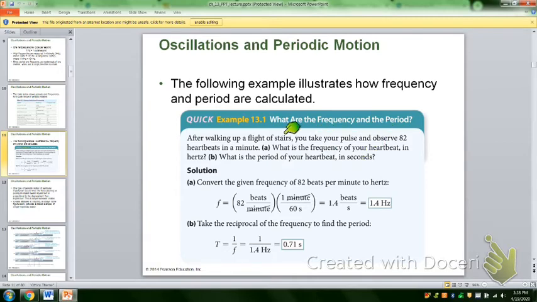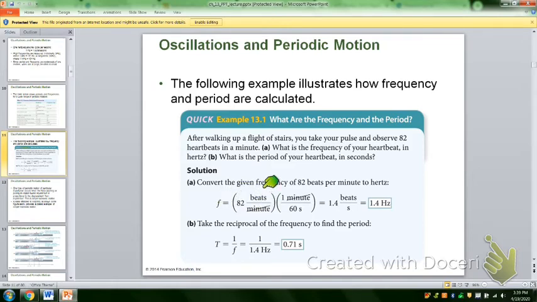So remember, 82 heartbeats in a minute. Remember that when time is on the bottom, that's a frequency. When time is on the top, it's a period. So time on the bottom means frequency. So that's what they're giving us, 82 beats per minute. Time is on the bottom, so we know this is a frequency. So our frequency, f, is 82 beats per minute.